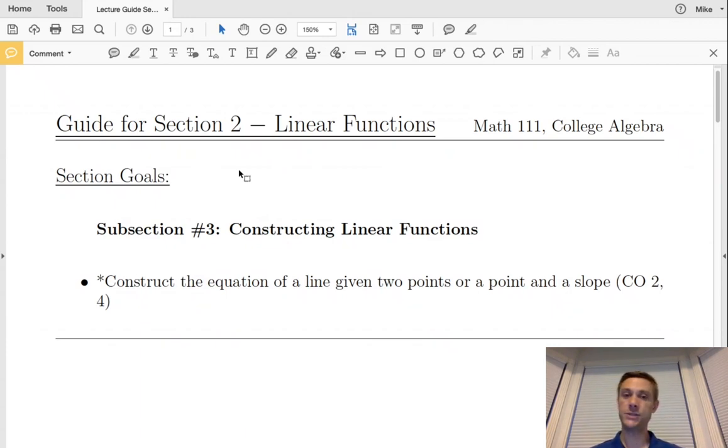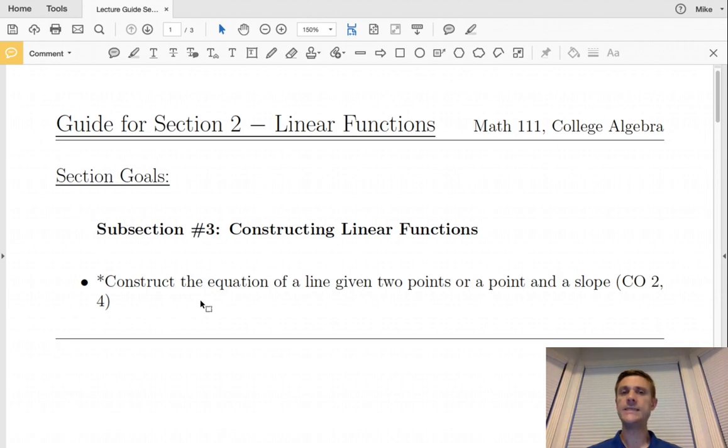We are on section 2, talking about linear functions, and now we finally actually are talking about linear functions. So subsection 3 is about constructing linear functions, and that is precisely what our learning objective is: construct the equation of a line, either given 2 points or given a point and a slope.